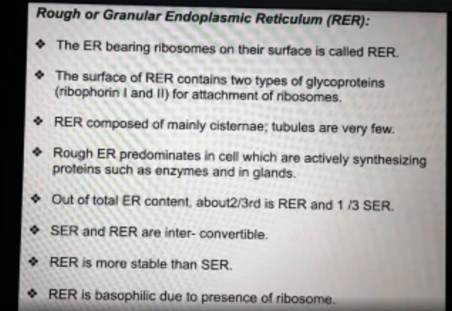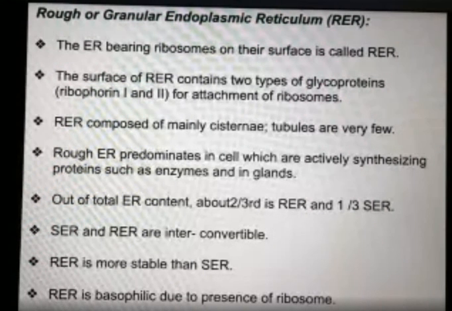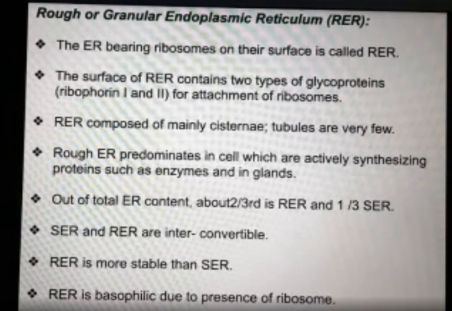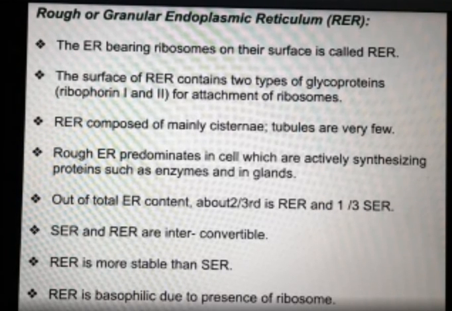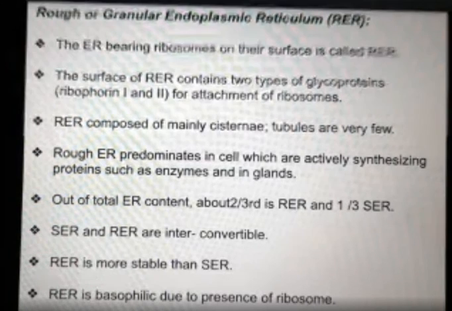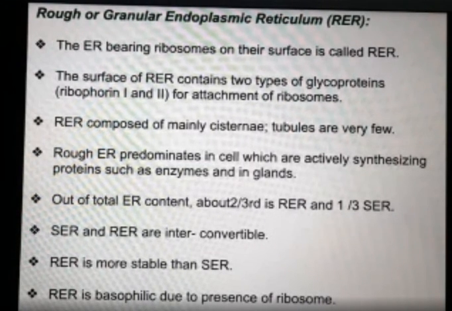Rough endoplasmic reticulum predominates in the cells which are actively synthesizing proteins such as enzymes, and in glands. As I said, depending on the type of the cell or which type of function is carried out by the cell, if it is very active and enzymes and proteins are continuously formed, then the endoplasmic reticulum is present in the cisternal form. Out of the total endoplasmic reticulum content, about two-thirds is rough endoplasmic reticulum and one-third is smooth endoplasmic reticulum.